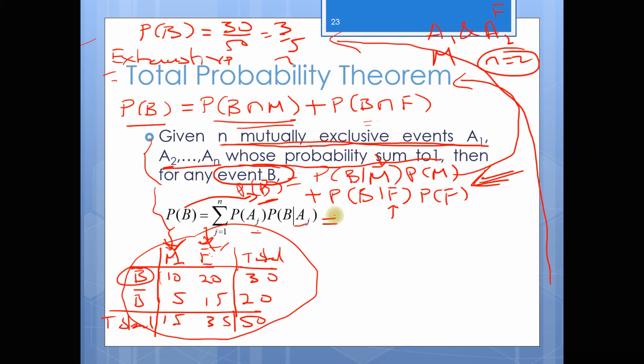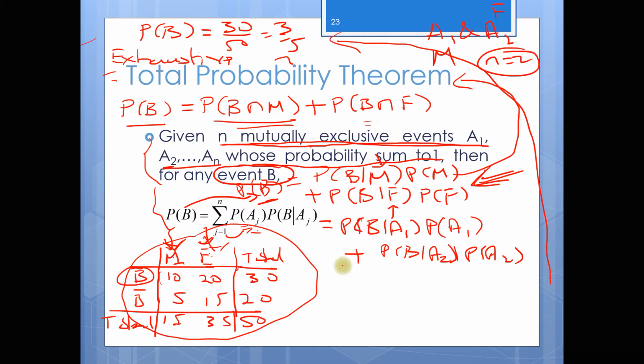The probability of B is said to be equal to the sum of the probability of B given Aj times the probability of Aj. So this could be rewritten as the probability of B given A1 times the probability of A1, plus, we replace j with 2 now, the probability of B given A2 times the probability of A2. And this goes on until n if you have more than two events.